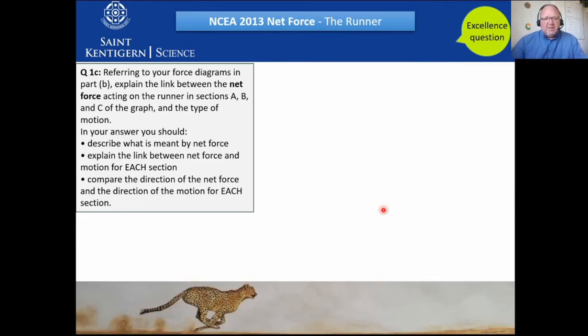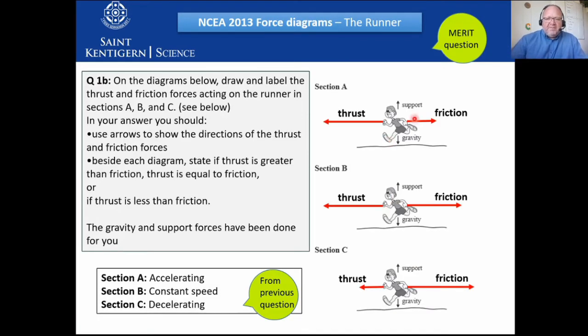Okay, so with our runner here, our net force is going to be the resultant force. That one is equal to that one, so they cancel out. This one is bigger than this one, so the net force is going to be in that direction. Okay, so it's accelerating him with the direction of motion.